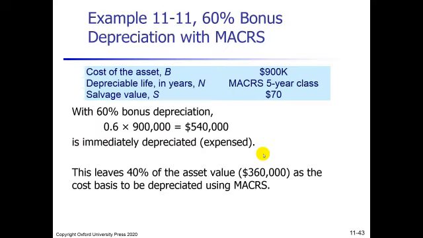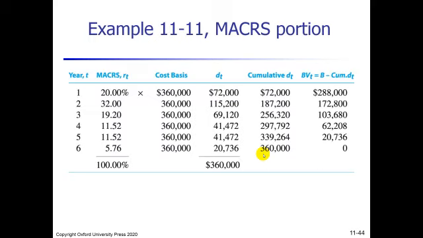Looking at a 60% bonus depreciation, let's suppose you had a $900,000 item. We're going to use a 5-year class, and it has a $70,000 salvage value. If we had 60% bonus depreciation, that means that immediately we would write off 60% of the cost basis, or $540,000 immediately, and those would be treated as though they're regular ordinary expenses, can be deducted right there in the first year. So pretty nice big deduction to be able to take off in that first year. So now we've got 40% left over. That's $360,000, and that will go through the 5-year class using the MACRS values here.